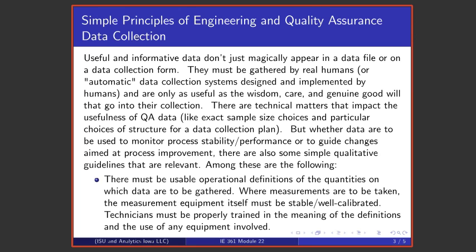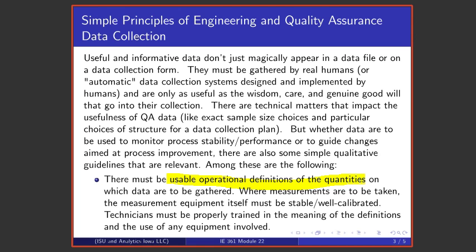In the first place, if one is going to collect useful data, one needs operational definitions of the quantities upon which data are to be gathered. That is, if I'm going to do a visual inspection of a windshield, looking for defects on a piece of plate glass, I need an operational definition of what a defect is. How big's it got? How big does an imperfection have to be before it's a defect? Does it matter where the imperfection is located, and so on?